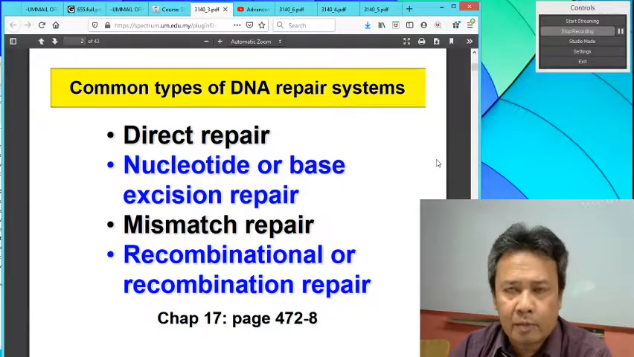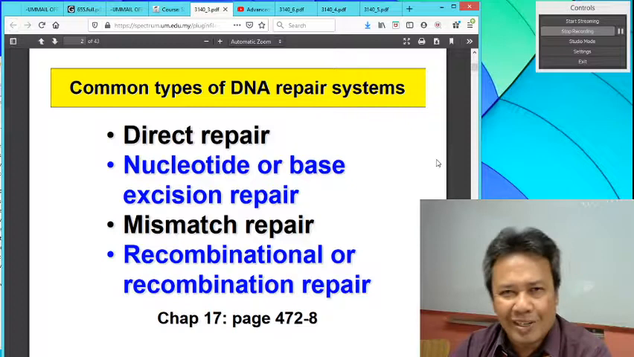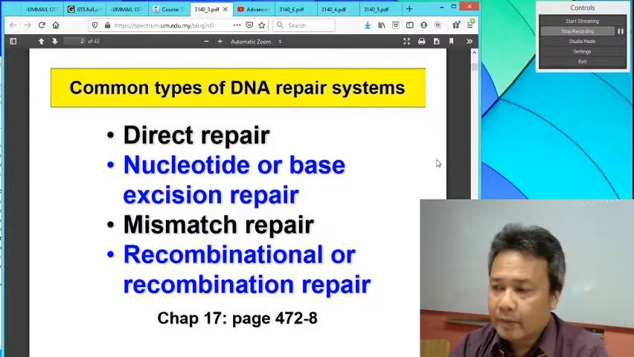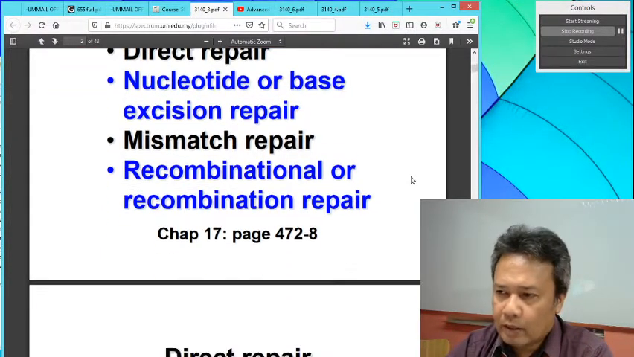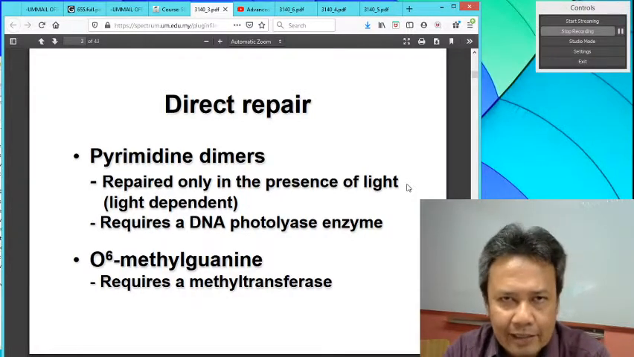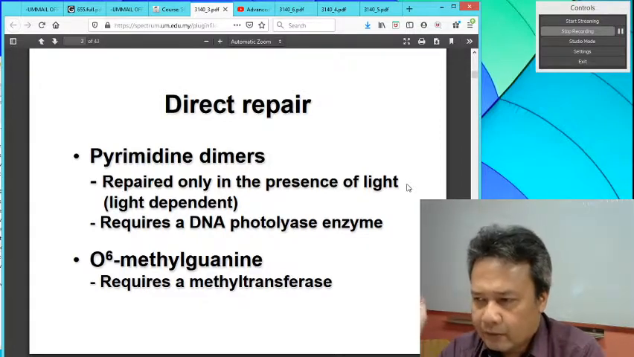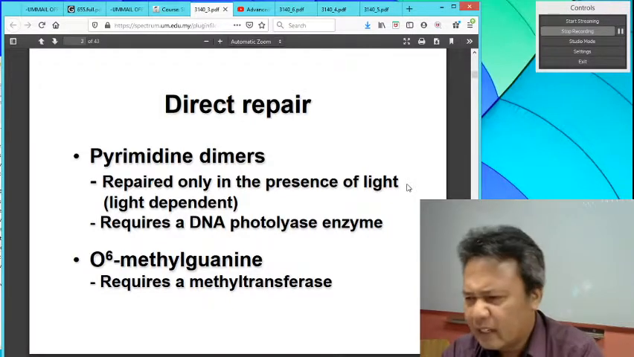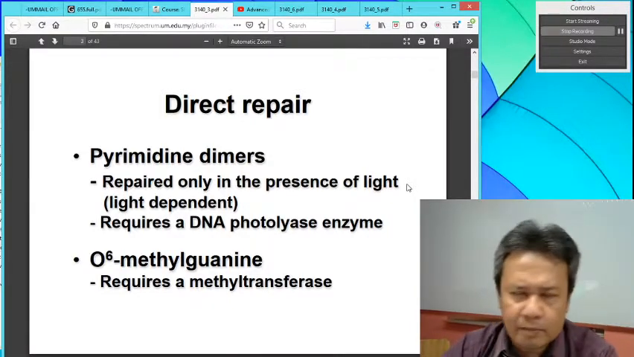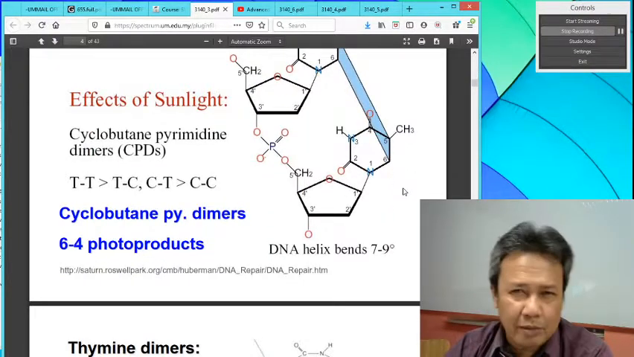In the topic of DNA repair systems, one of the first things you need to remember is that it can be divided into two big categories. One is direct repair, the other one is indirect repair. Direct repair refers to mechanisms in which the repair is carried out at the nucleotide, at the site of mutation itself. That's why it's called direct repair. Two examples given here are when you get pyrimidine dimers, and when one of the bases has been methylated. You'll need to remember the mechanisms.